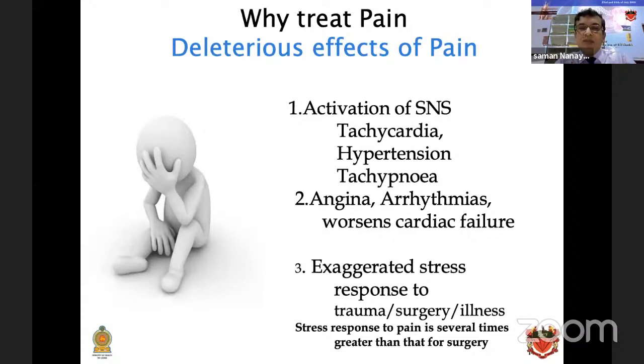Then pain will lead to an exaggerated stress response to trauma, to surgery, and to illnesses. In addition, pain will have a separate stress response called the stress response to pain. Researchers have found the stress response to pain is more severe than the stress response to surgery, illness, or trauma. Now you will see pain is a systemic disorder. The patient may be having pain in a single part of the body, but pain is a systemic disorder.